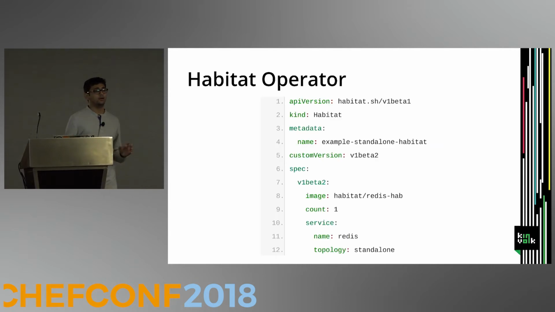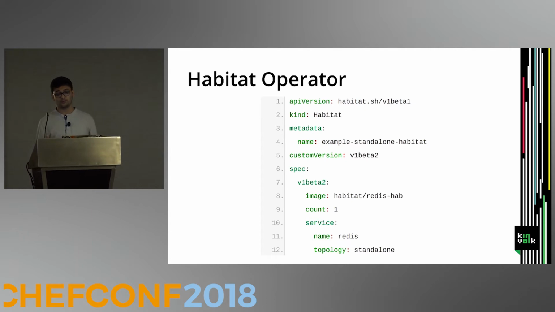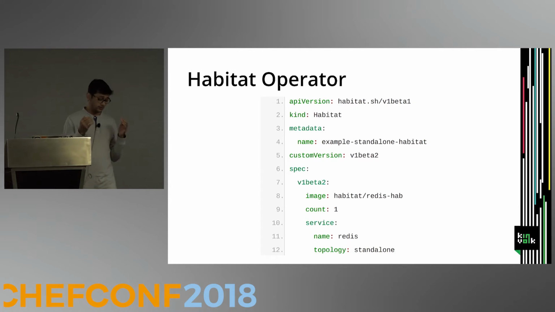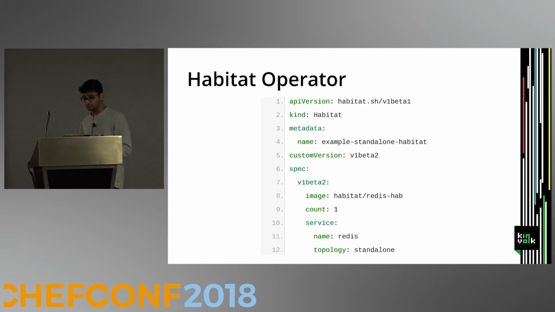A sample CRD definition looks like this. Now take a look at line 2 there. The kind is Habitat, which tells Kubernetes that here's this custom resource that we want to be defining. And if you look around lines 8 to 12, that's telling Habitat that this is the specific Docker image and how many replicas you want. And under lines 10 to 12 are our fields that map directly to the Habitat concept itself, the name and the topology.